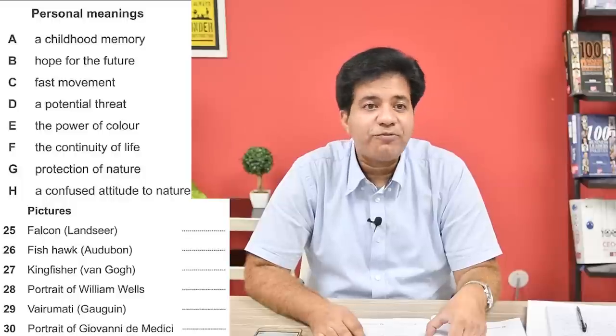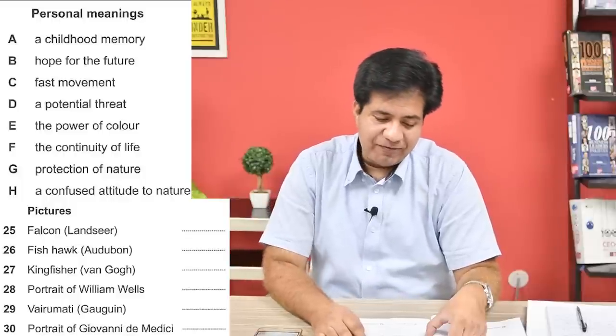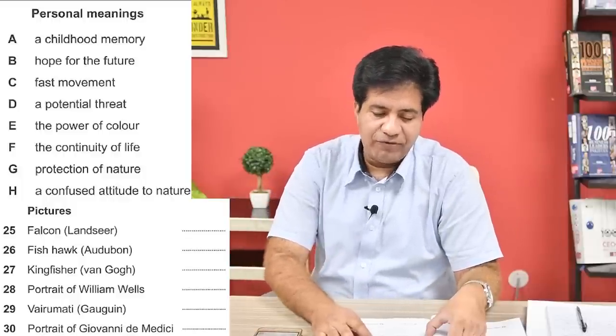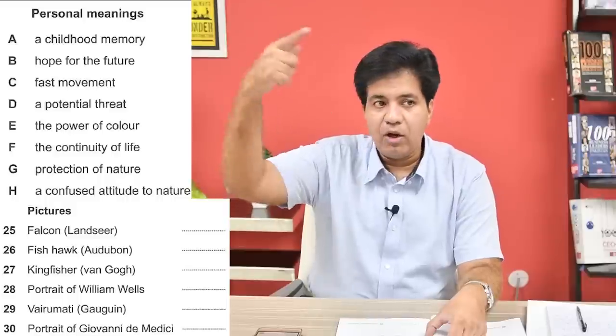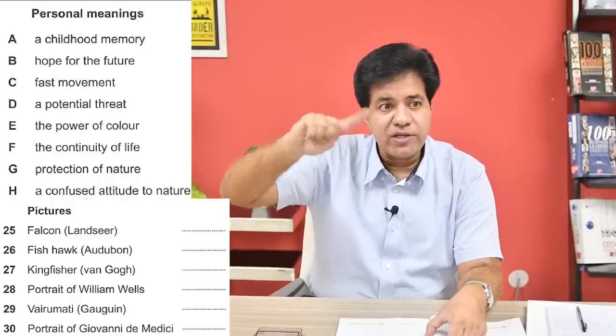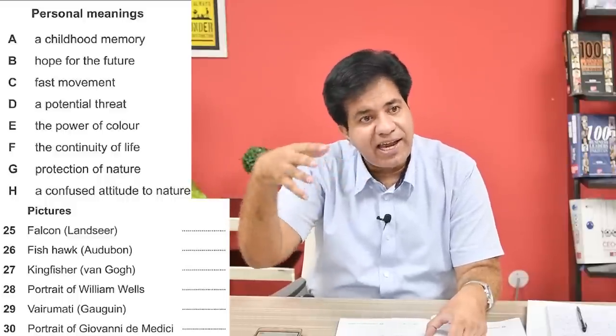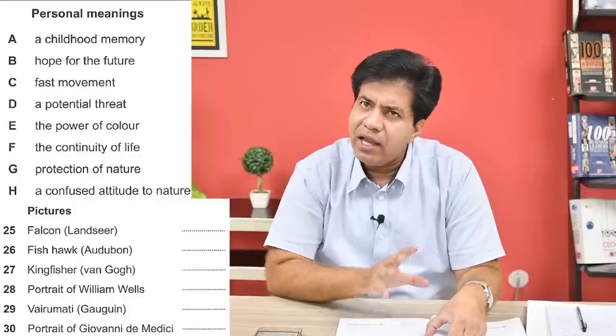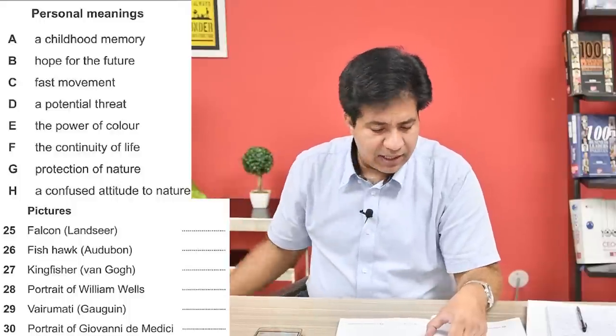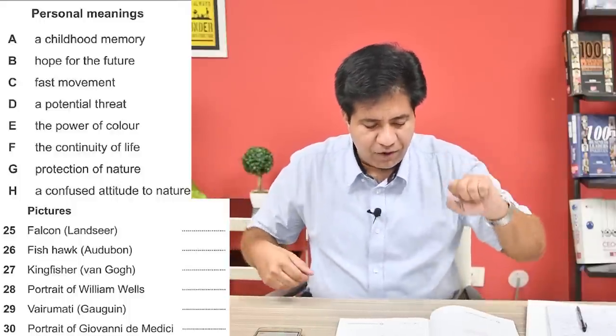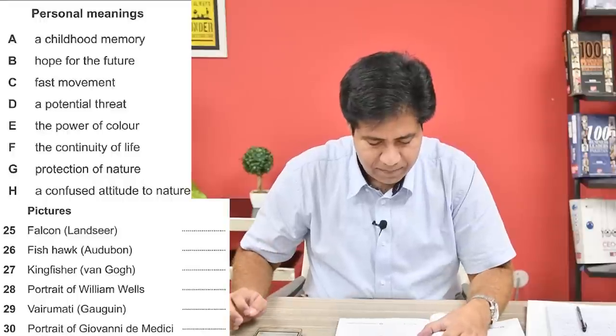Never-ending cycle of existence. F, and that is continuity of life. So once you focus on these things, and by the way, in every test, they will have things like that, then you will be ready for anything like that. Question number 30. Portrait of Giovanni de Medici.